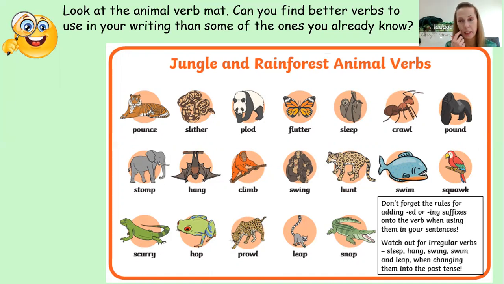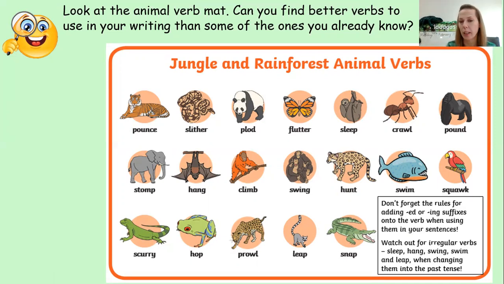So don't forget, if you are using these verbs and you're adding ed or ing suffixes onto the end of them, all those rules you've been learning in phonics over the last couple of weeks. So remember, if it ends in a Y, do you need to drop the Y and add an I? Or if it ends in E, do you need to get rid of the E before adding your suffix? Or if it's got a short vowel and then a consonant, do you need to double that consonant before adding the suffix? Okay, have a think. Watch out for those irregular verbs though.